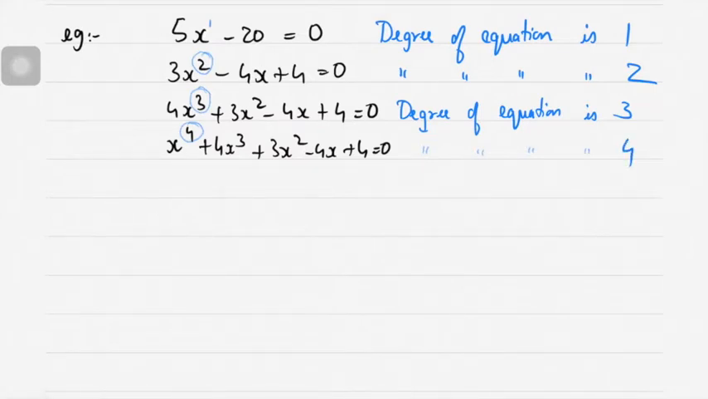Okay. So an equation with 1 degree is called a linear equation. An equation with second degree is called a quadratic equation. Equations with third degree are called cubic equations. An equation with fourth degree is called a biquadratic equation. Got it? Okay, I'll repeat.